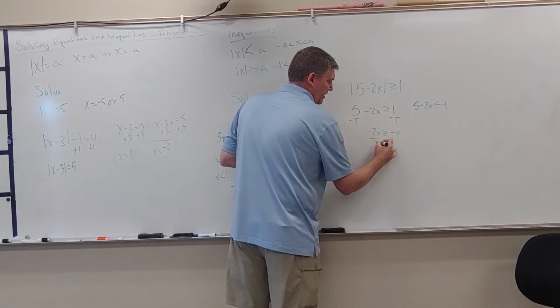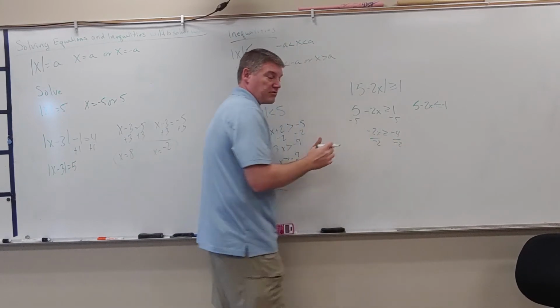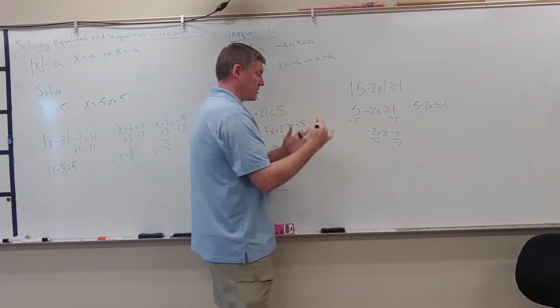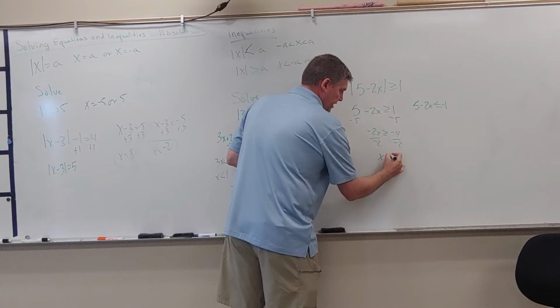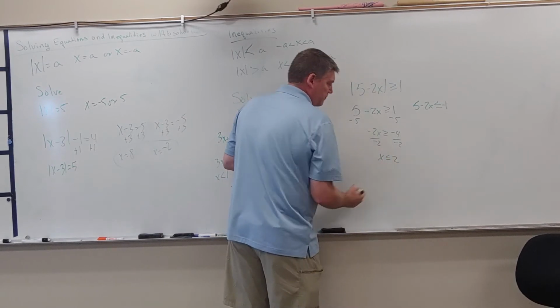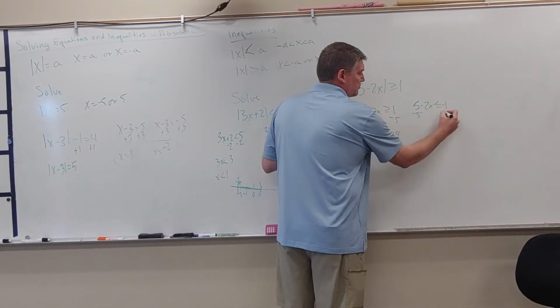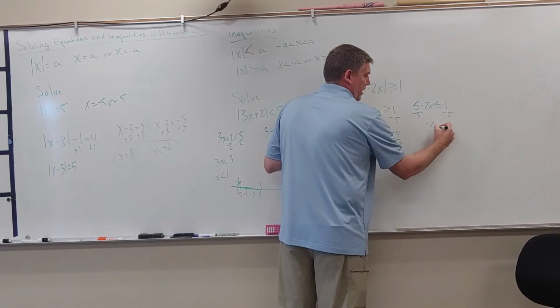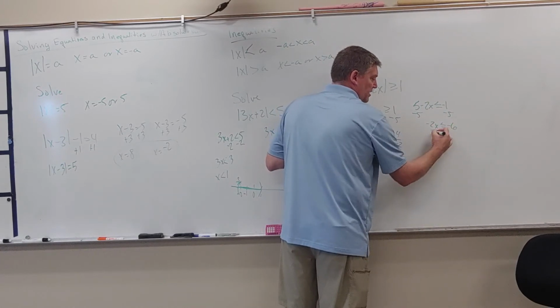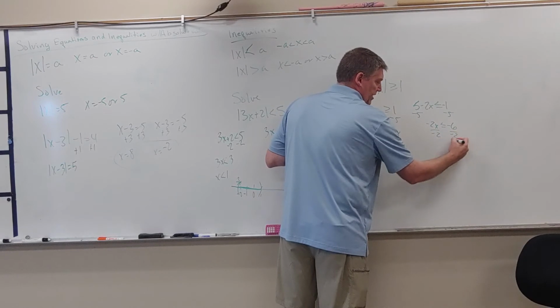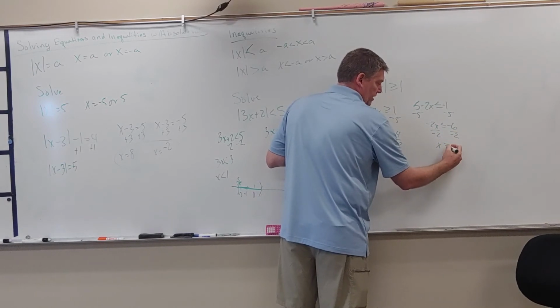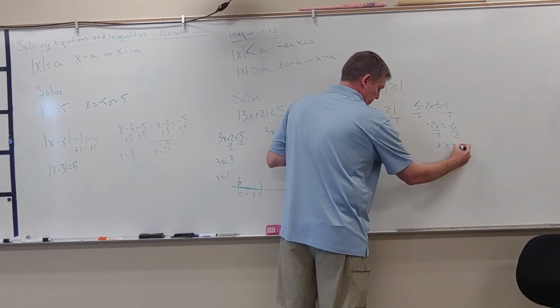I'm going to divide by negative 2. Remember, when you divide by a negative number, the inequality is going to change directions. X is less than or equal to 2. I'm going to do the same thing over here. Subtract 5. Negative 2x is less than or equal to negative 6. Divide by negative 2. X is greater than or equal to 3.